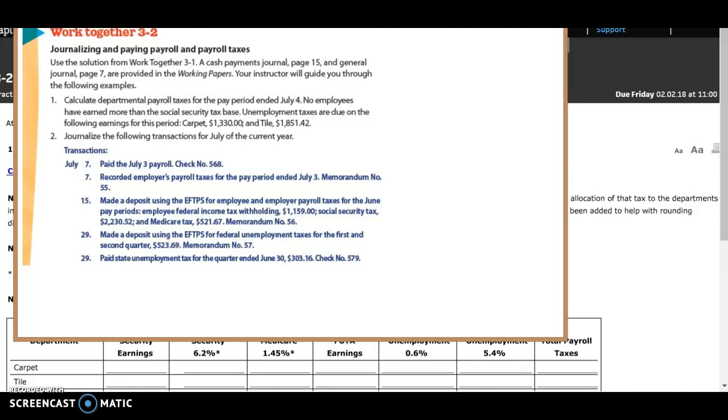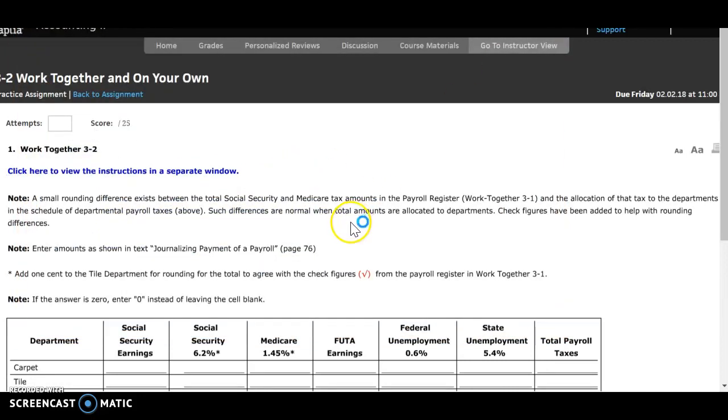And then we need to journalize the following transactions for July. So we have 5 transactions there. Okay, so I'm going to have my book open for those directions and for those transactions. It does give us a little note here.